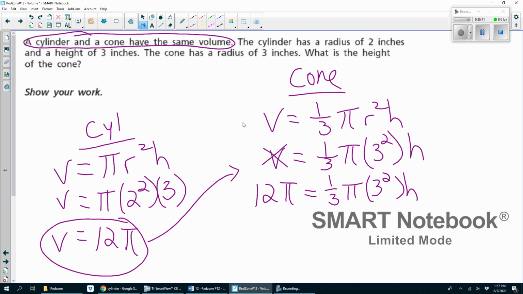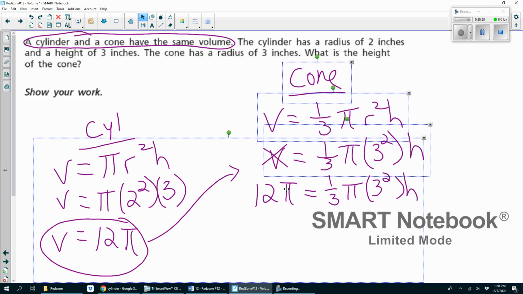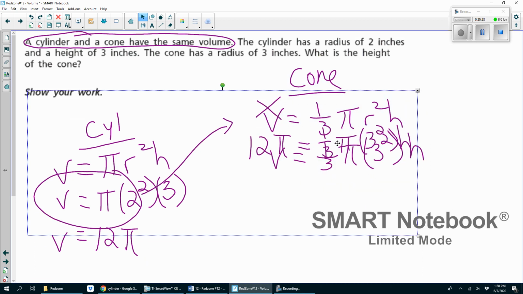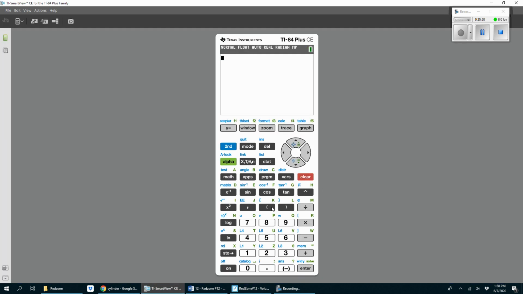We learned back in the volume unit how to solve this type of equation. I'm just going to leave it here. We learned how to solve this type of equation, and one of the things we learned was if we would divide both sides of the equation by pi right now, the pi's would cancel out. So that was one thing we were allowed to do. And then I want to simplify 1/3 times 3 squared. I can do that in my calculator, or I can do it mathematically if you're good with that kind of stuff. I'll do it on the calculator.